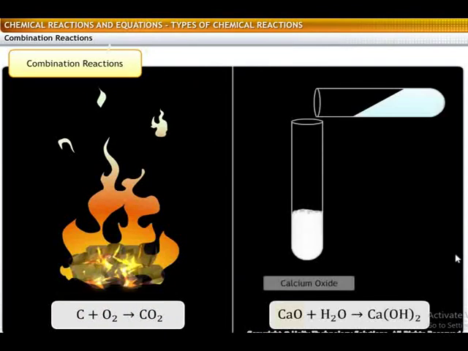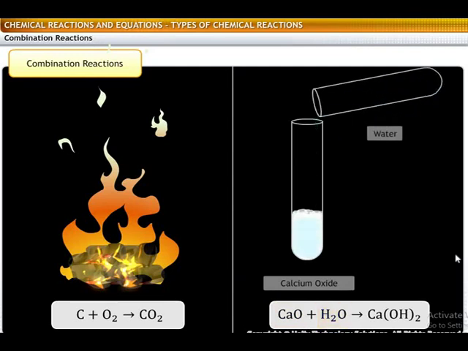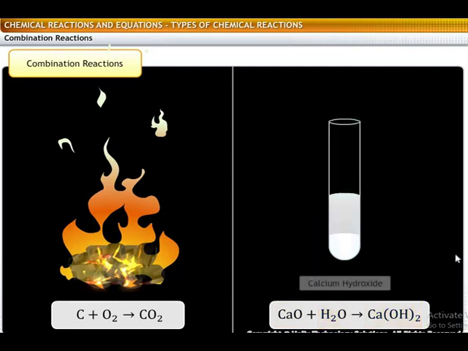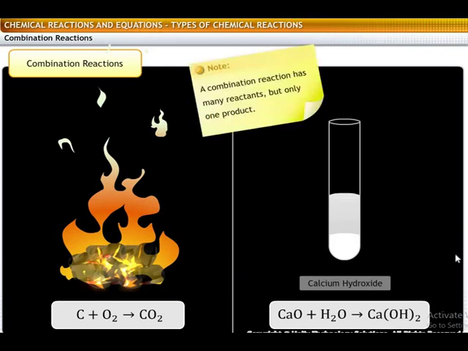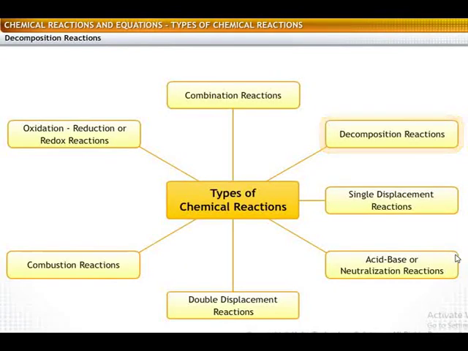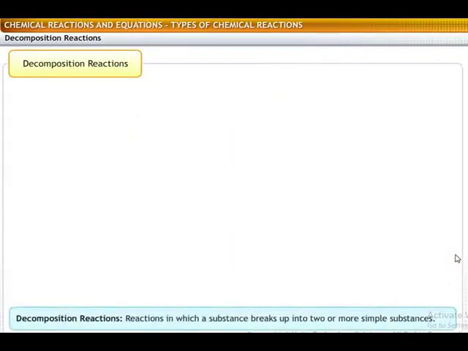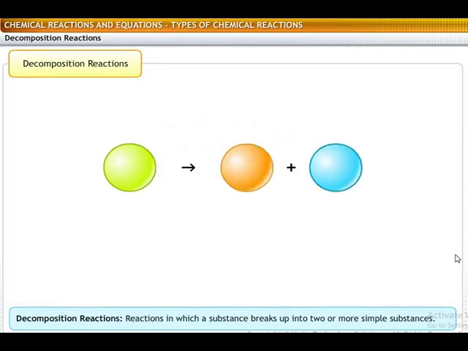Let's take another example of calcium oxide reacting with water to form slaked lime or calcium hydroxide. In this reaction, the two compounds, namely calcium oxide and water, combine to form a single product called slaked lime. You must remember that a combination reaction has many reactants but only one product. Decomposition reactions are the opposite of combination reactions. Decomposition reactions are those in which a substance splits into two or more simpler substances.